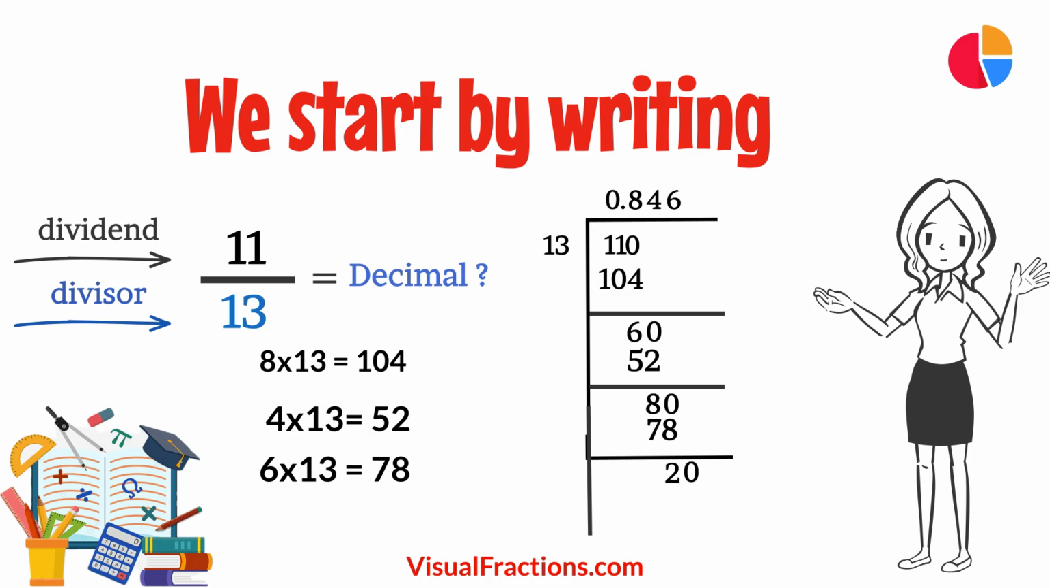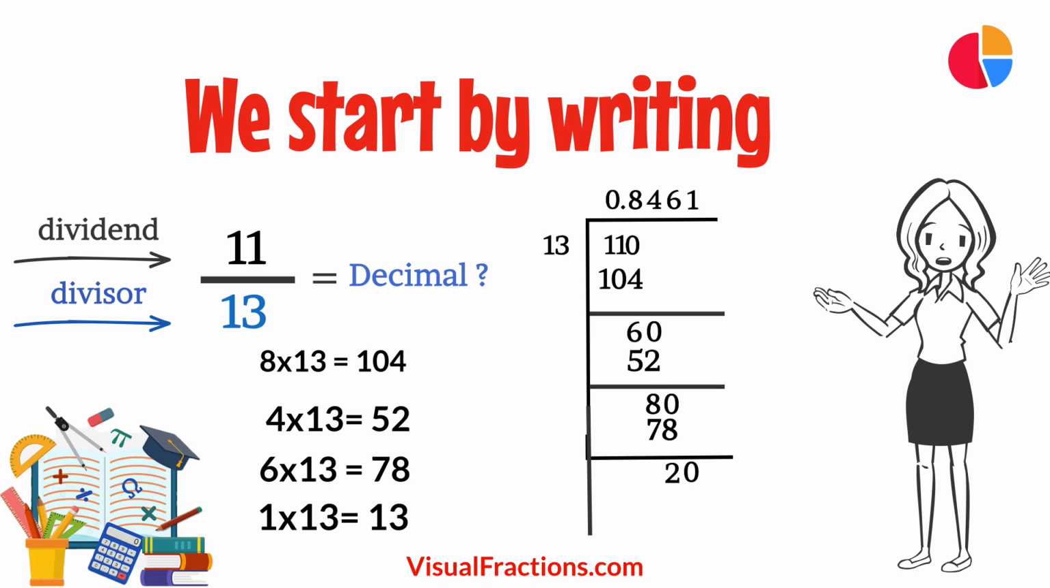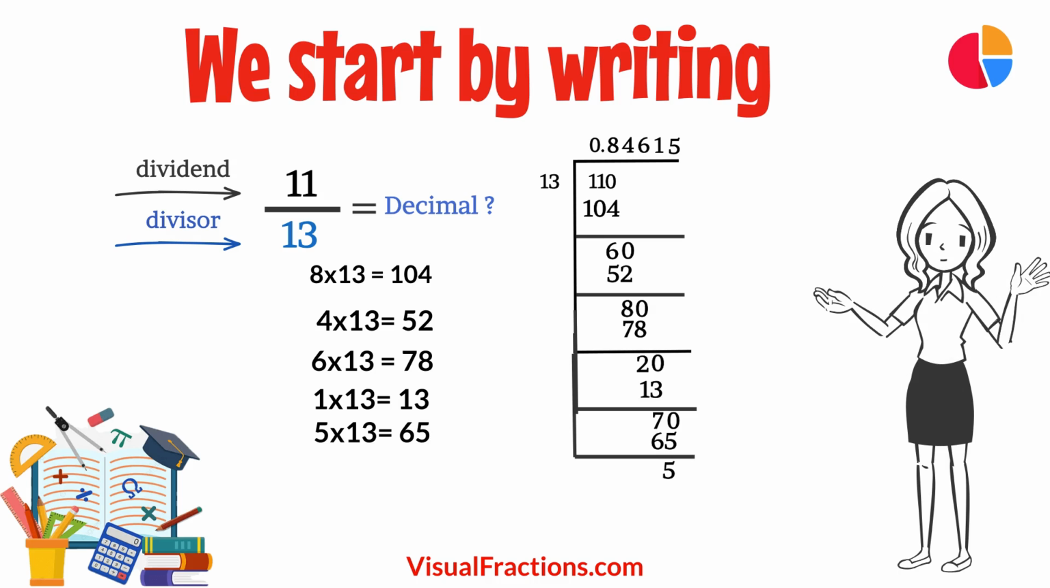We then bring down another 0 to get 20. 13 goes into 20 once, adding 1 to the quotient to make it 0.8461. Subtracting 13 from 20 leaves a remainder of 7. Adding a 0 to the 7 gives us 70. 13 fits into 70 5 times, updating our quotient to 0.84615. Subtracting 65 from 70 leaves us with 5.